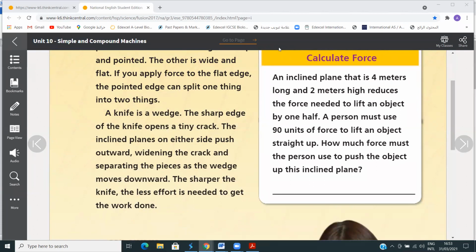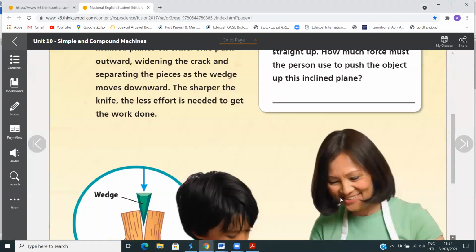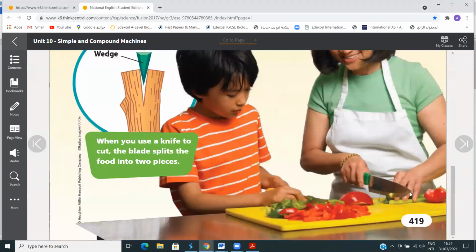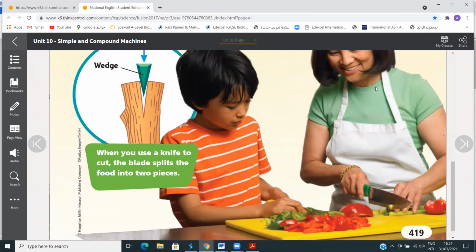So now, that is the wedge. I will repeat another time. The wedge, my students, is like the knife here. These two inclined planes here, this one and this one. One of them is sharp and the other is flat. It's back to back.